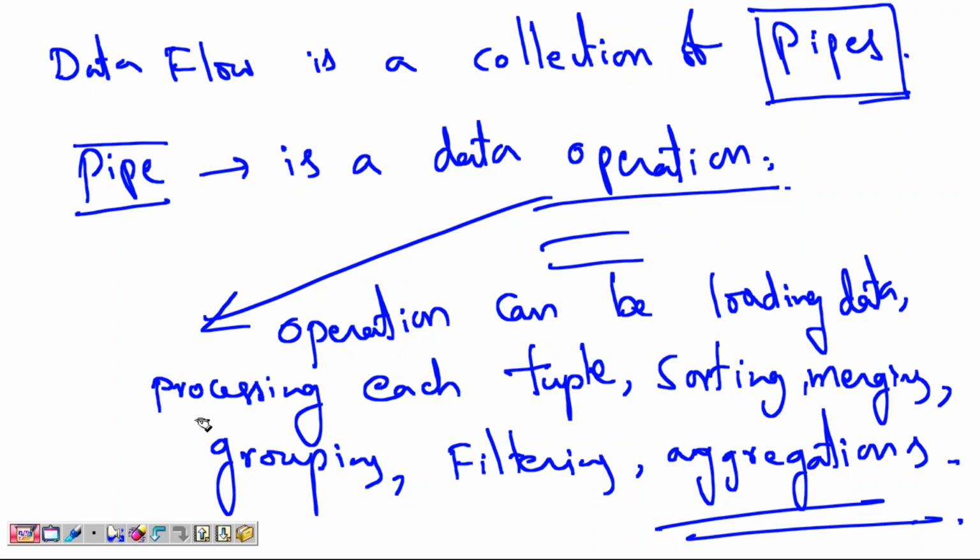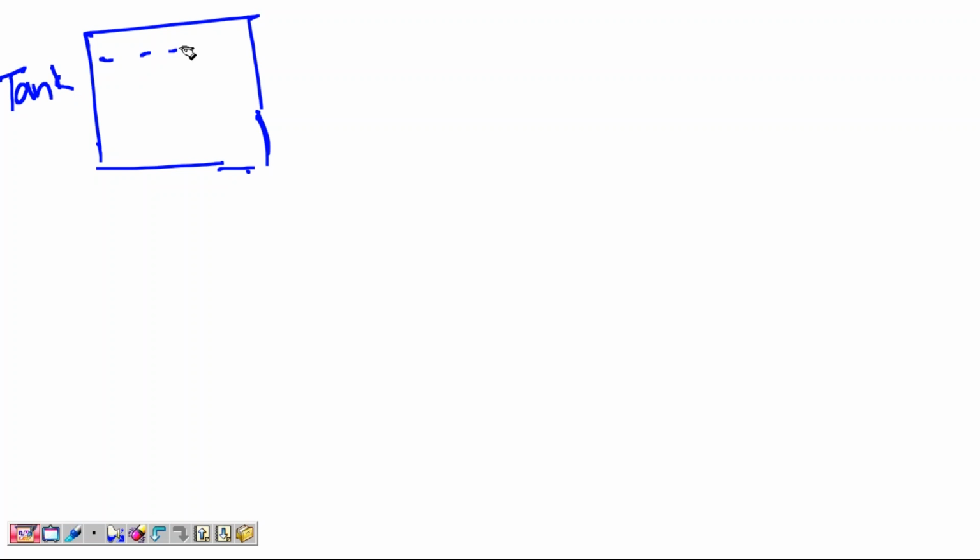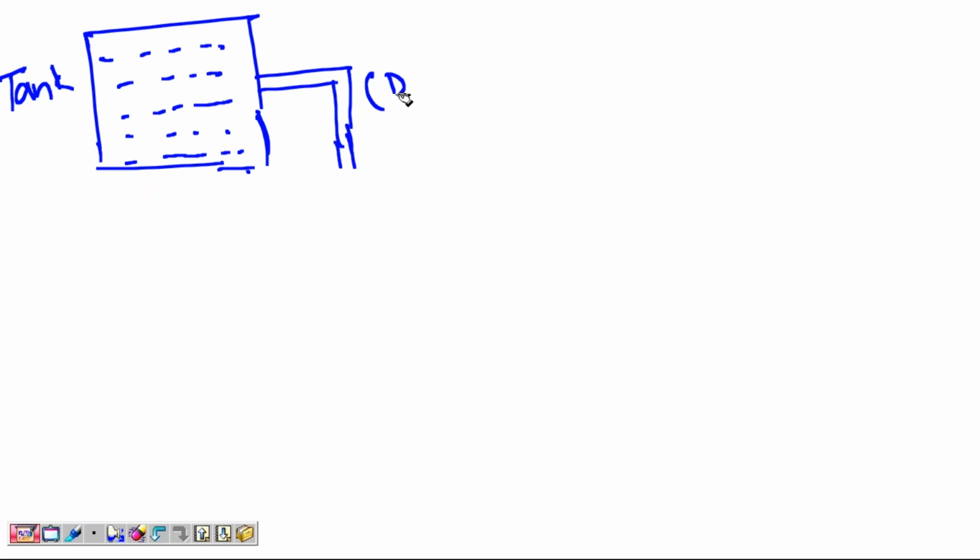To understand what exactly a data flow is, I will give you a non-IT example. Suppose I take the example of a water flow. I treat it as a water tank. The tank has water, which is raw water, which cannot be directly used. Here I am adding some pipe. In our data point of view, a pipe means an operation. Here what I am doing is dump of water, which is pipe 1.